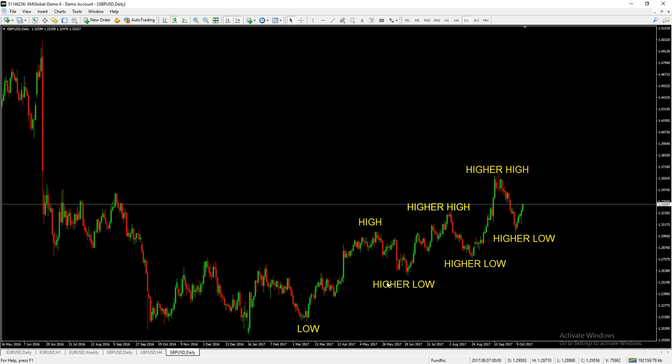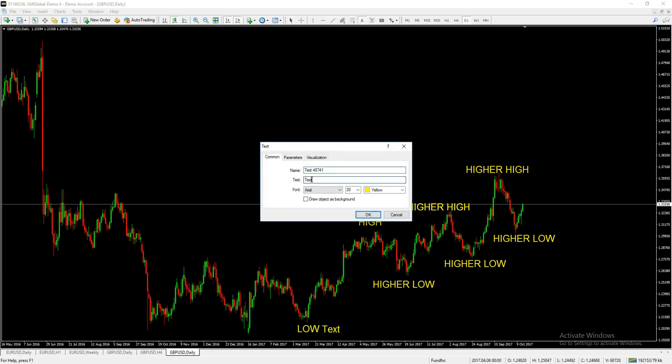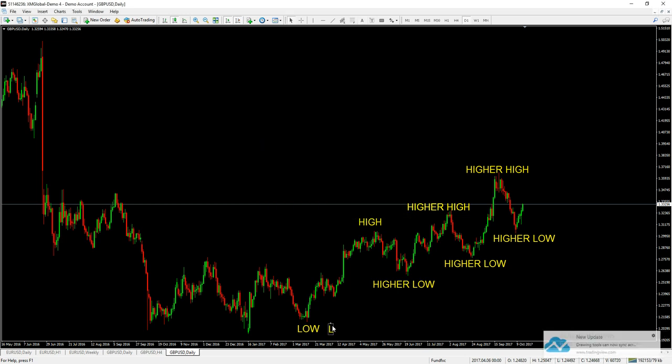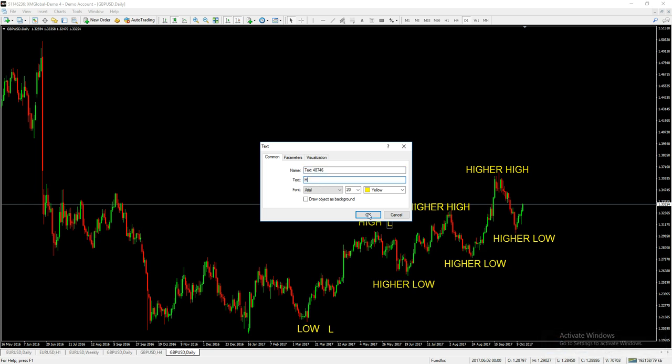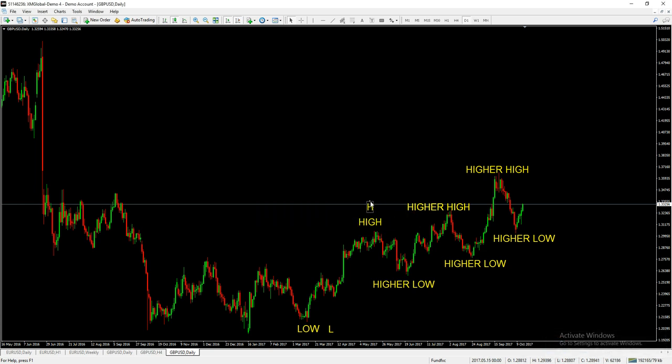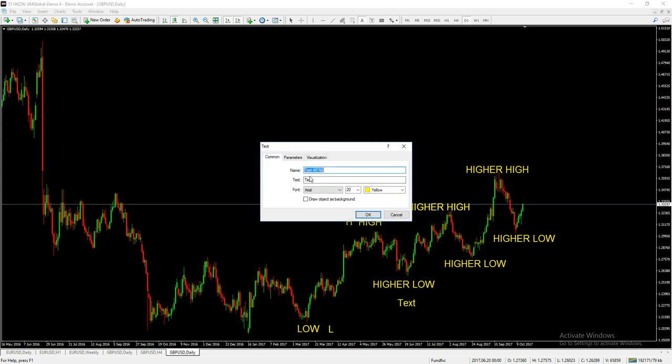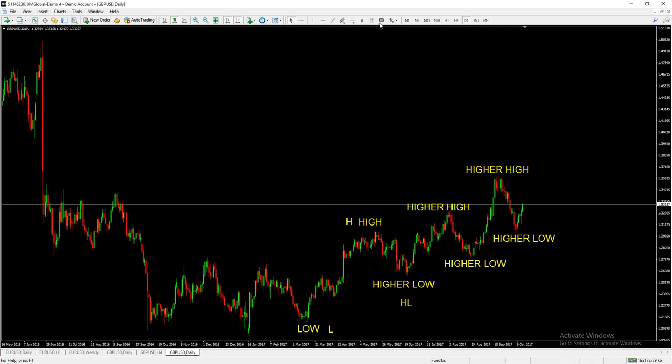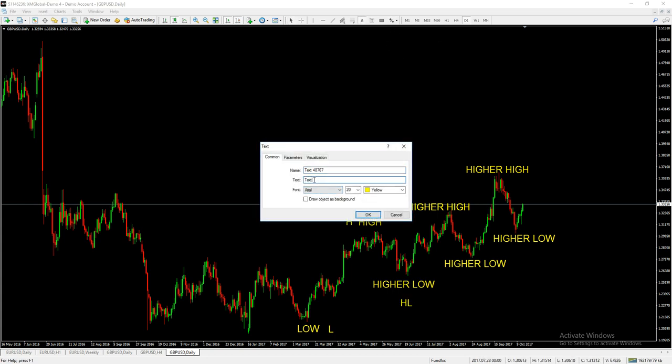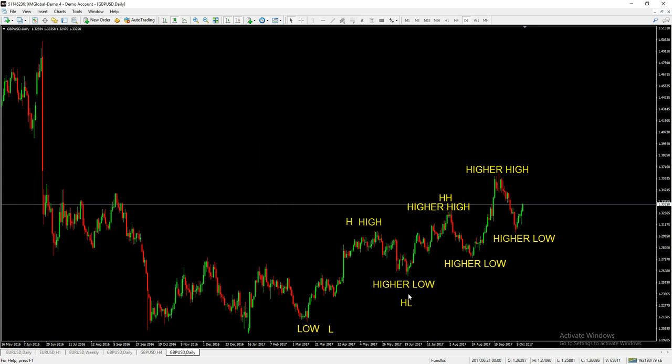These can obviously be abbreviated into what we call an L. We like to use this because it's a lot easier, so we know what it means. L for low, and H for high. And this can obviously be HL for higher low and HH for higher high. So let's enter that quickly. Basically we'll have HL here, and we'll have a HH here, higher high. Now let's repeat that up and repeat that up.